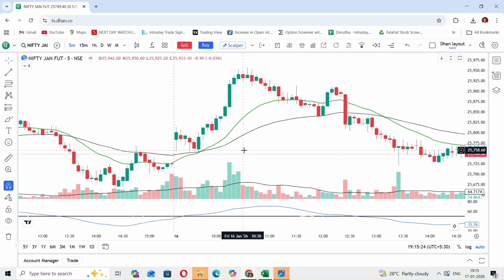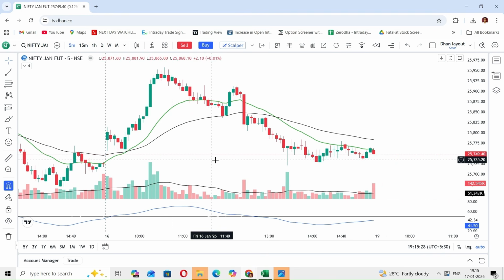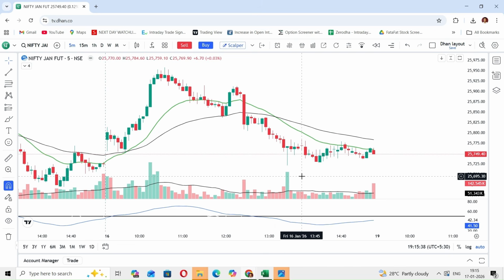So this one is one trade. Now see where you get a next trade. Do you get any trade here? No. No. Here you get a trade.